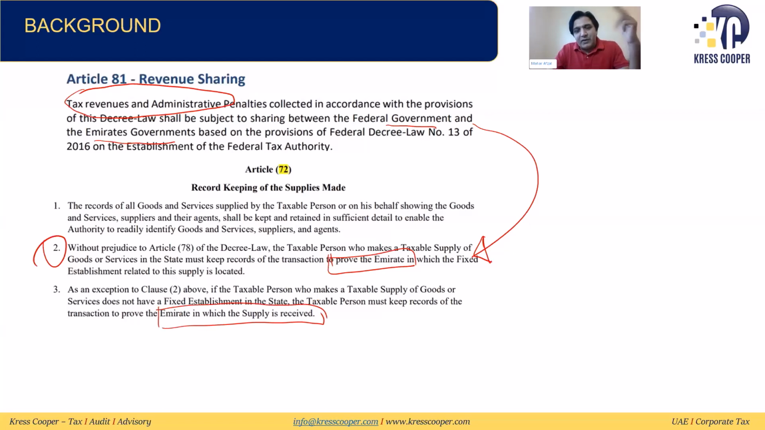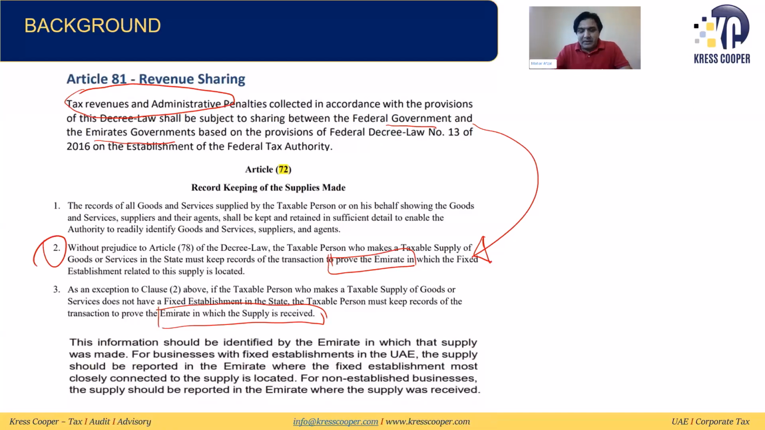So we have discussed two things till now. First, the administrative penalties, tax revenue and related penalties need to be shared between the federal government and the Emirates government. Second, this was the foundation for the record keeping requirement in Article 72 of the repealed law. Where there is a fixed establishment, we need to maintain a record to prove the fixed establishment, and where there is no fixed establishment, we need to maintain the record of the Emirate in which the supply is being received.